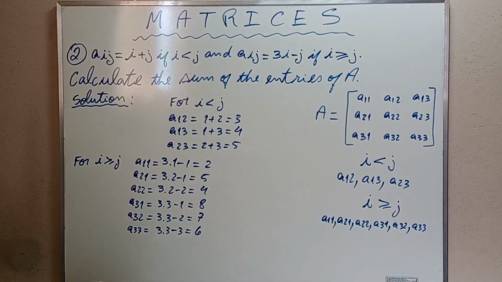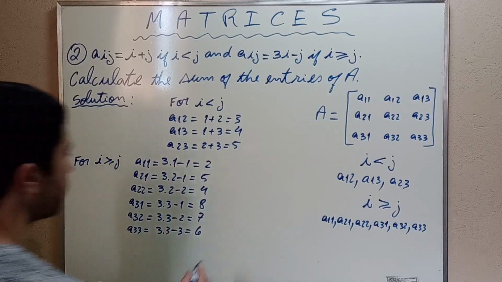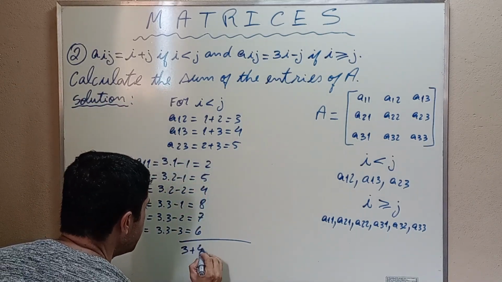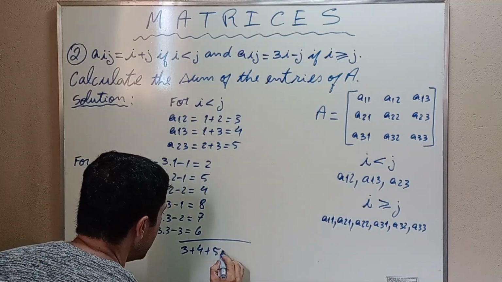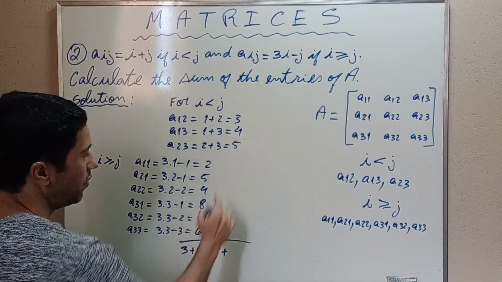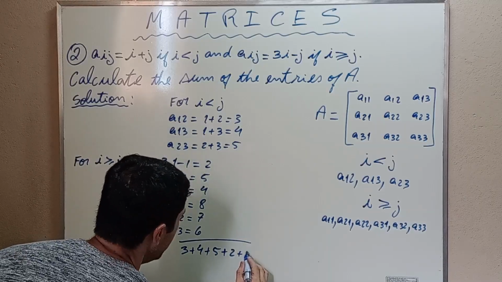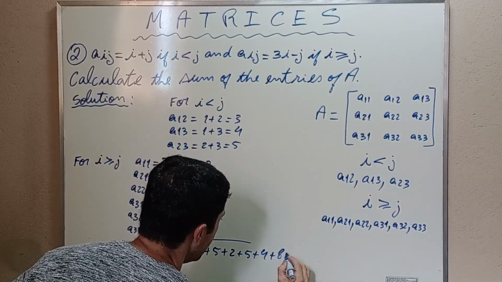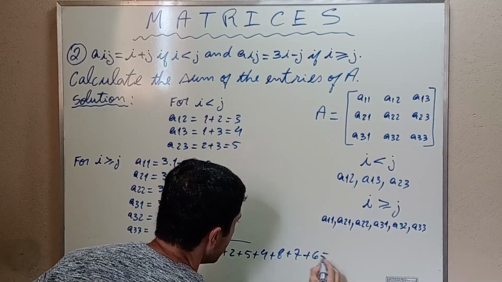Now that we have all the entries of matrix A, we calculate what the exercise wanted us to calculate. The exercise wanted us to calculate the sum of the entries of A. Alright? We simply sum them all. It will be 3 plus 4 plus 5 plus 2 plus 5 plus 4 plus 8 plus 7 plus 6.